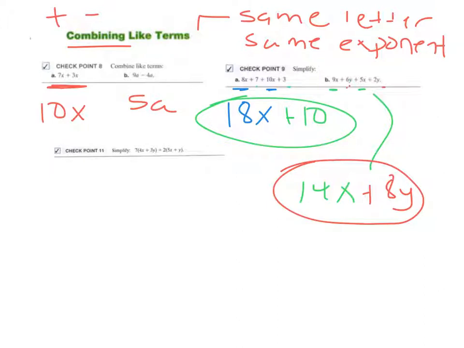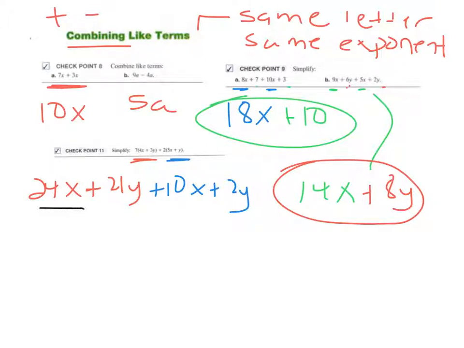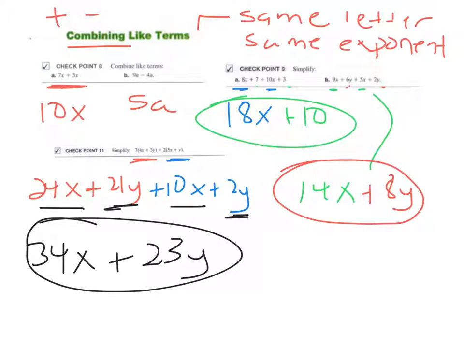These can't be added anymore because they're not like. Sometimes you have to do an expression where you have to do more than one of the properties. In this case, we have to distribute first. So I get 24x plus 21y. I just distributed this first one. And then the second one, I get 10x plus 2y. Now that I've done the distributive property, I can do combining like terms. So the x's are the same, so I can combine them. And the y's are the same, so I can combine them. And after doing that, I have my answer. That's combining like terms.